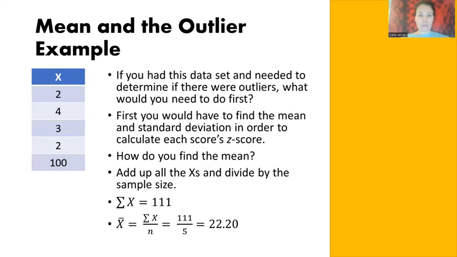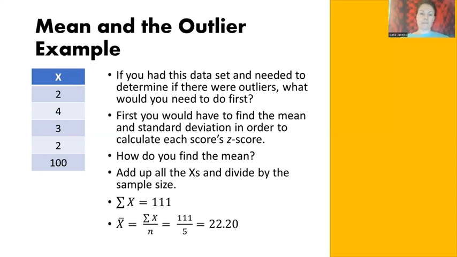Okay, so the mean and outlier example. If we have this data set that we see here, we have x, and then we have the x values: 2, 4, 3, 2, and 100. If we have this data set and we need to determine if there were outliers, what would we do first? First, we'd have to find the mean and the standard deviation so that we can calculate each score's z-score.